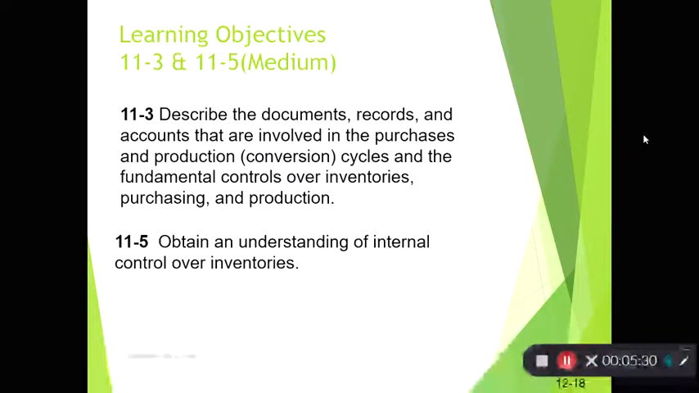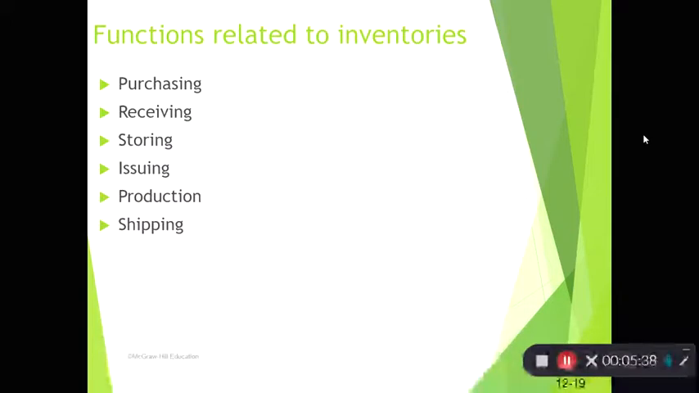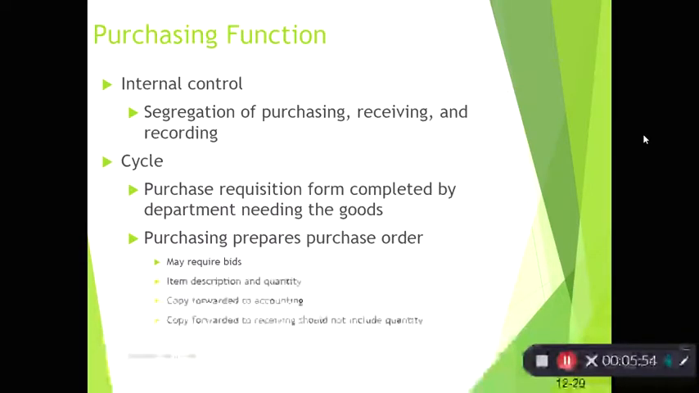So learning objective 3 is largely a review of what you learned in the AIS class in terms of how that process worked. Having a purchasing, having receiving, in this case storing if we have a manufacturing company, issuing products, the whole production process itself, and shipping, right? These are all things that could be related to inventories. I'm not going to spend a lot of time talking about these functions beyond just noting a couple things, right?